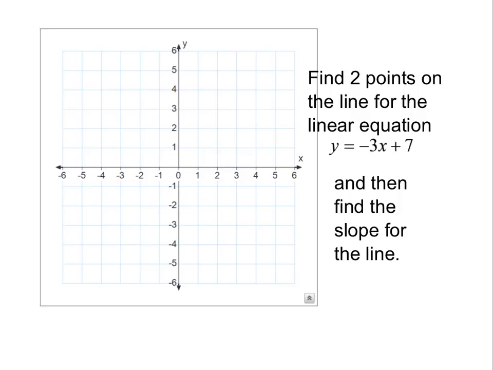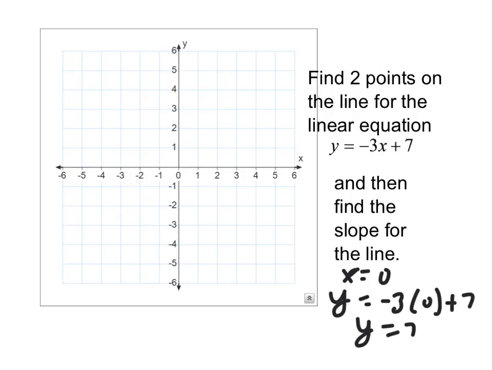But actually, some of you already realized that the slope is there, but let's calculate it. Okay. So, we can make x anything. Keep it simple. How about x equals 0? Okay, x equals 0, so that would be y equals negative 3 times 0 plus 7. So y would equal 7, right? That's actually your y-intercept, right?